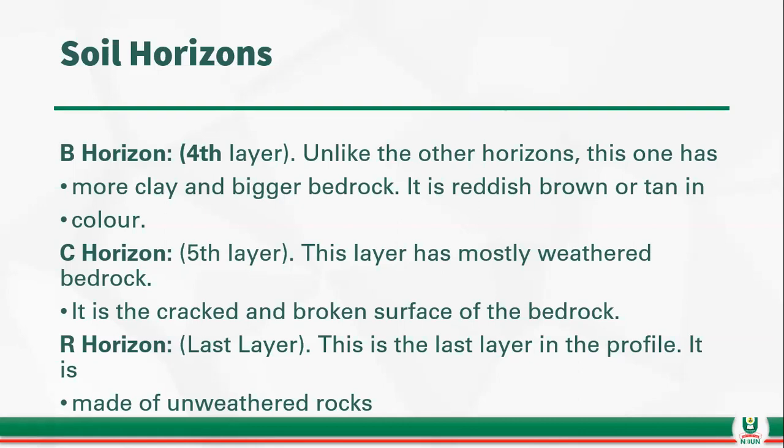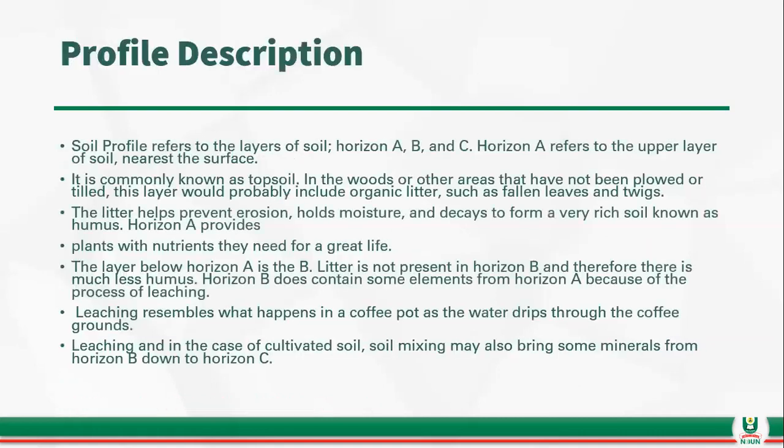That's the C horizon now. I have the R, which is the last layer in the soil profile. It's made up of unweathered rocks. And what is a soil profile? Soil profile refers to the layers of soil: horizons A, B, and C.